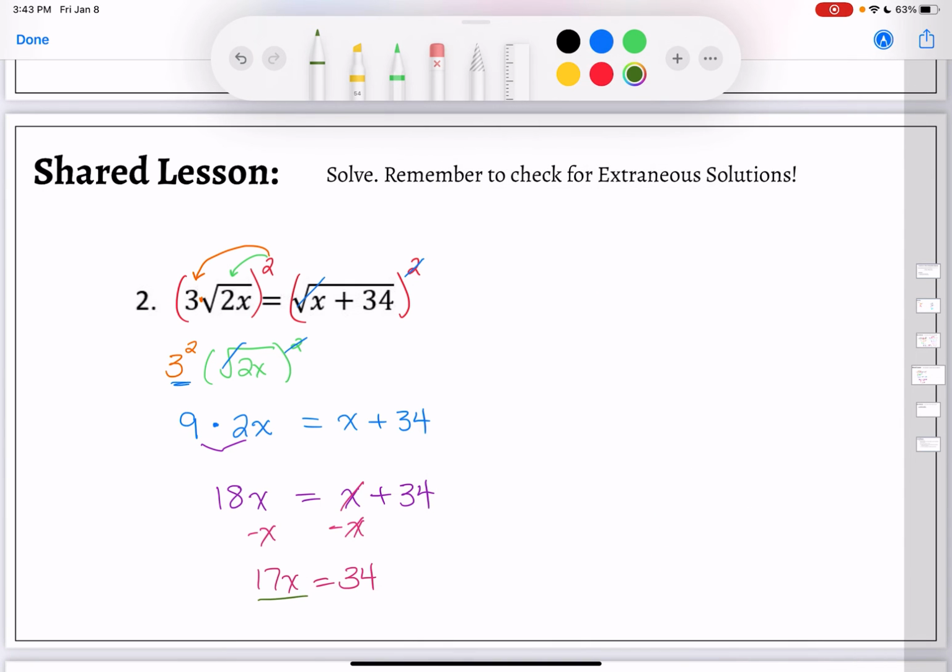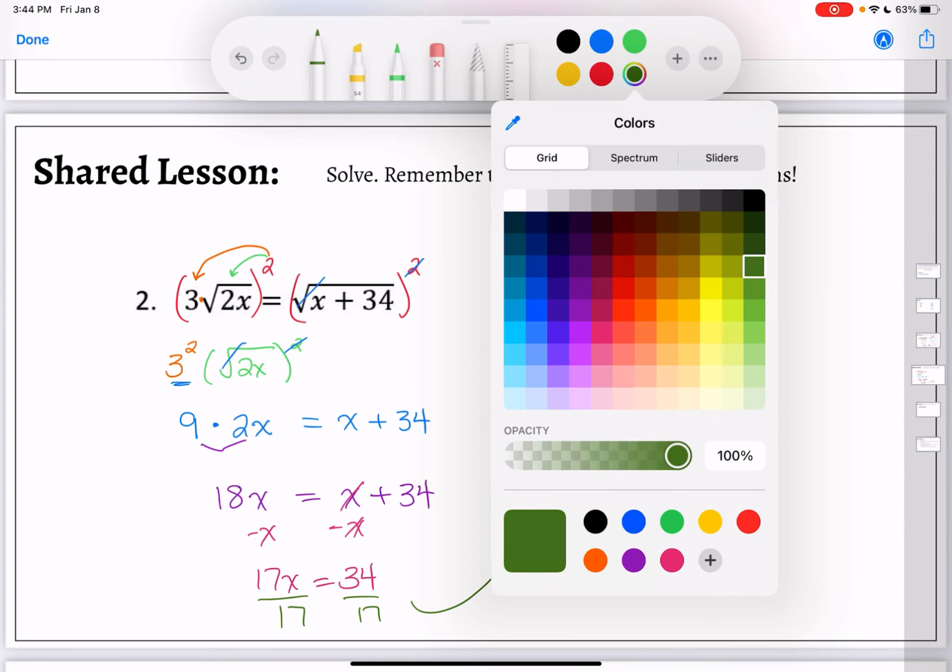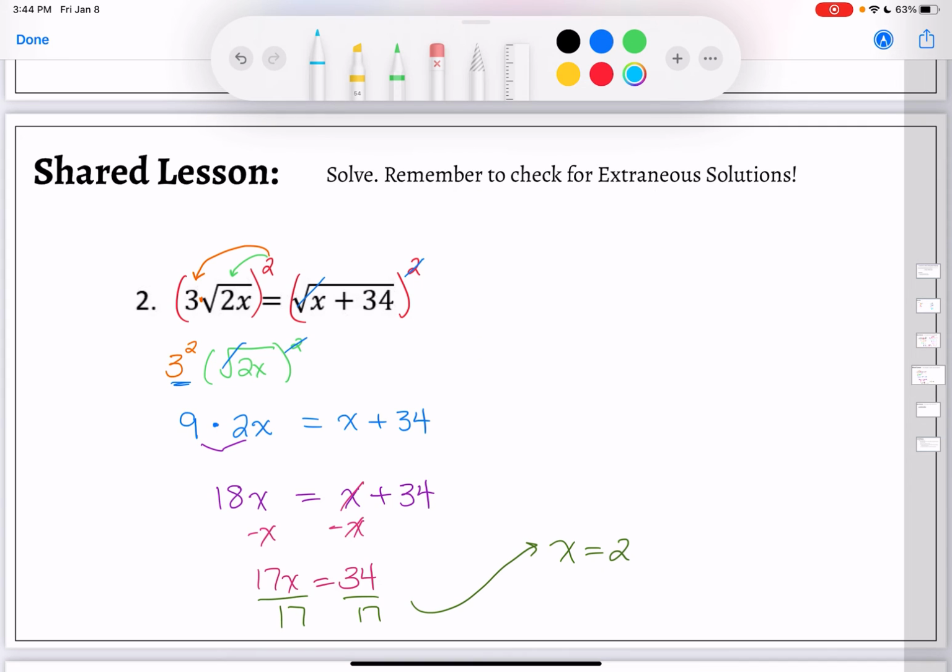Divide both sides by 17. I get x equals 2. Now I need to check my answers for extraneous solutions, right? Still have to check here.